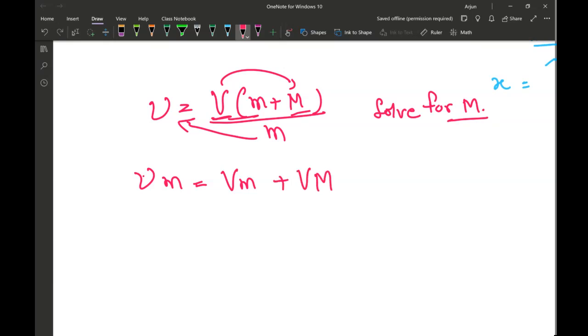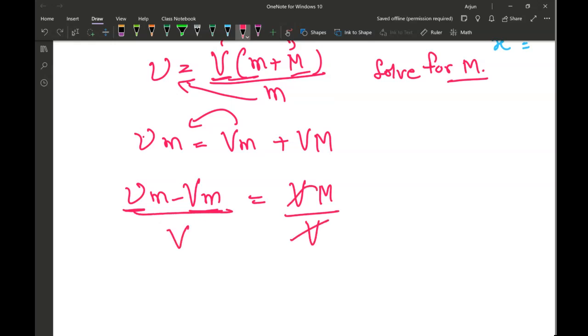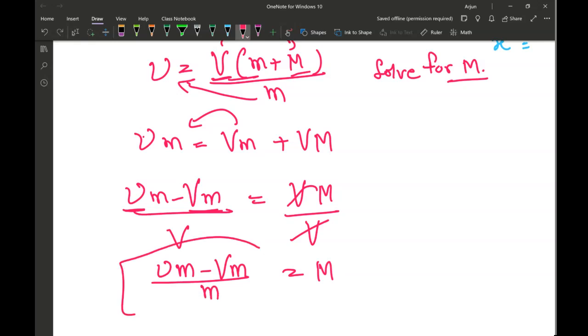So Vm. Now I'm going to move this to this side, Vm minus Vm. This V is different from this, so I cannot mark it as 0. Vm. And now dividing both sides by capital V, the final value for M is small vm minus capital Vm divided by small m. So that's the final answer. So hopefully you were able to understand these questions.